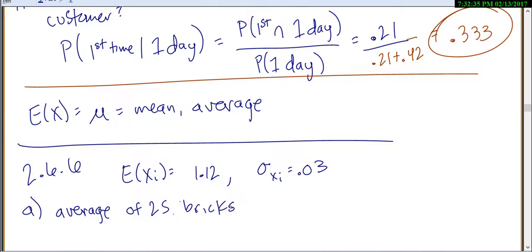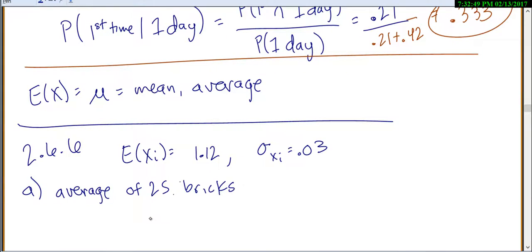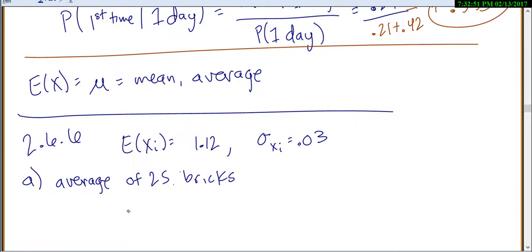Okay, so on the exam, I probably wouldn't say the average of 25 bricks because that just seems like it'll confuse you a little bit more. But I would ask you, find the expected value and standard deviation for the total or the sum of the 25 bricks. And at that point, that's pretty easy. But for the average, how do you find the average? Let's call this x.